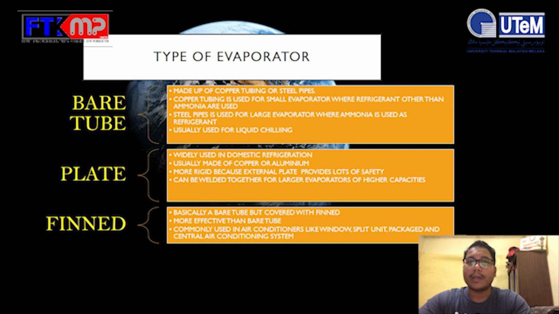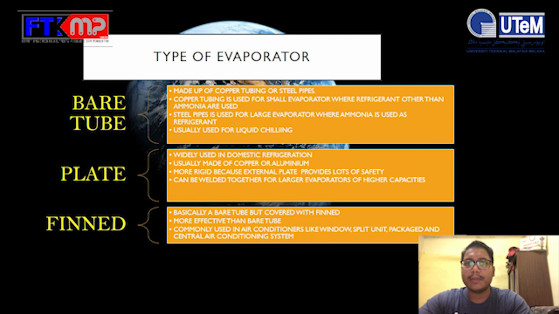And now we go to the types of evaporator. Generally we know there are 5 types of evaporator. The first one is the bare tube. This type is made up of copper tubing or steel pipes. Copper tubing is used for small evaporators, with refrigerants other than ammonia.